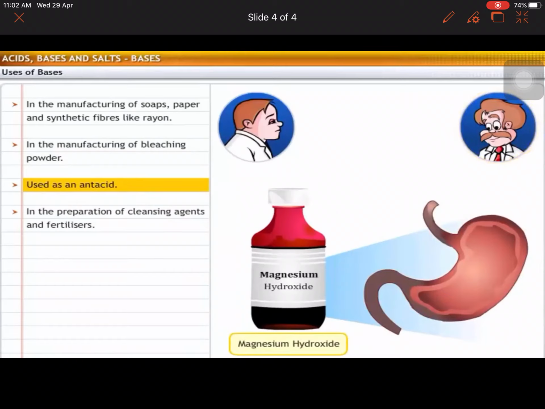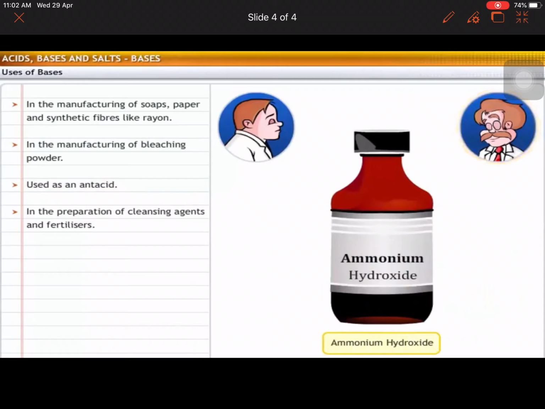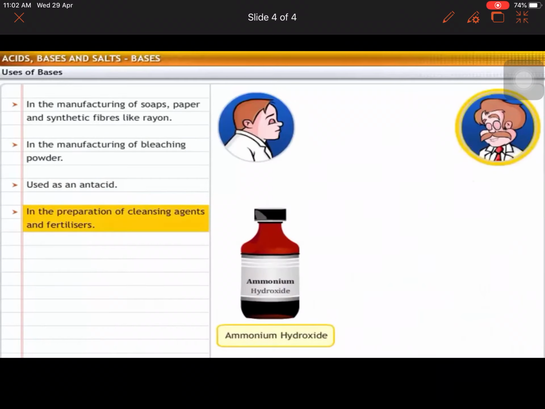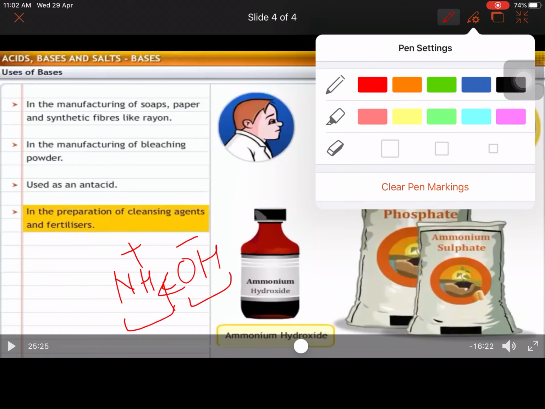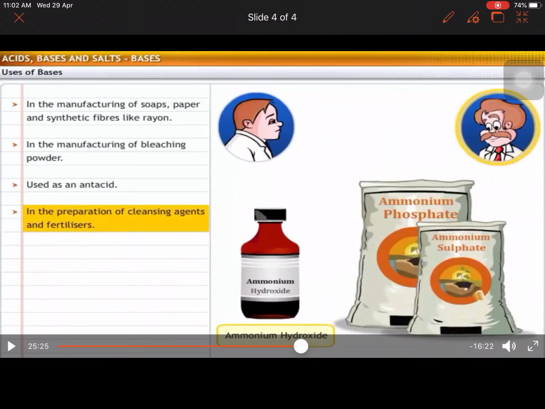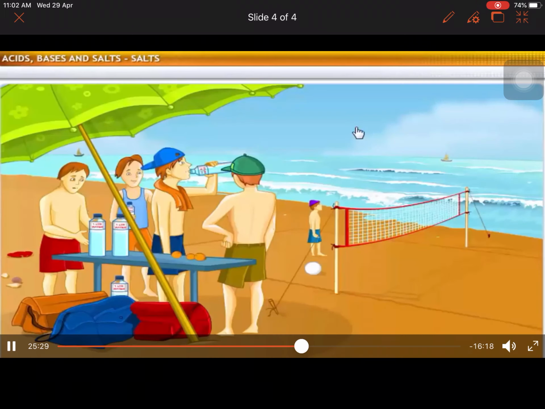Bases are useful to plants too. A base like ammonium hydroxide is used in the preparation of fertilizers. And what is ammonium hydroxide? It can be written as NH4OH, ammonium hydroxide. This is the ammonium and this is hydroxide. This is plus, this is minus, right? Now you can write any molecule, any formula in this state, like plus minus. Ammonium phosphate and ammonium sulfate.